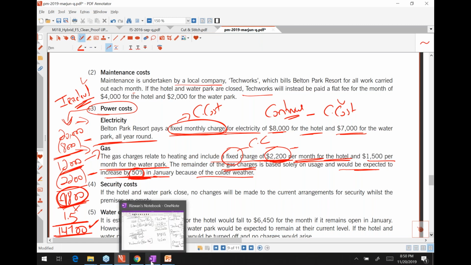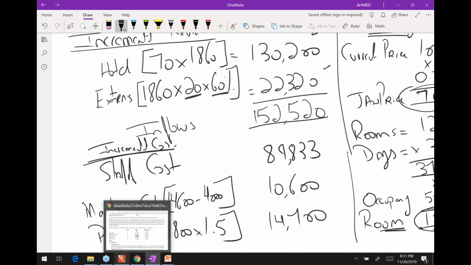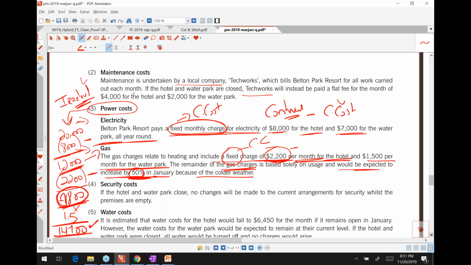So in my answer for power, I will be writing 14,700 as my incremental cost. That is 9,800 into 1.5 is incremental cost. Okay, so this is incremental cost.